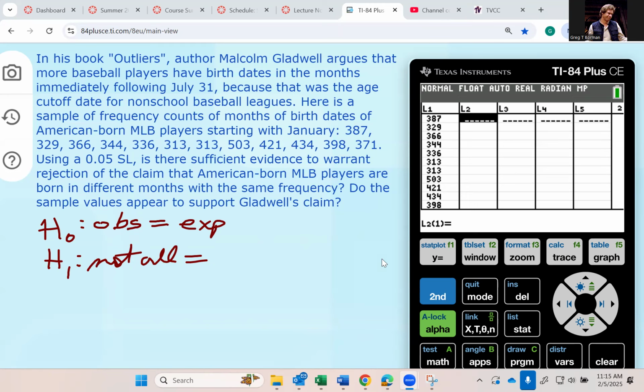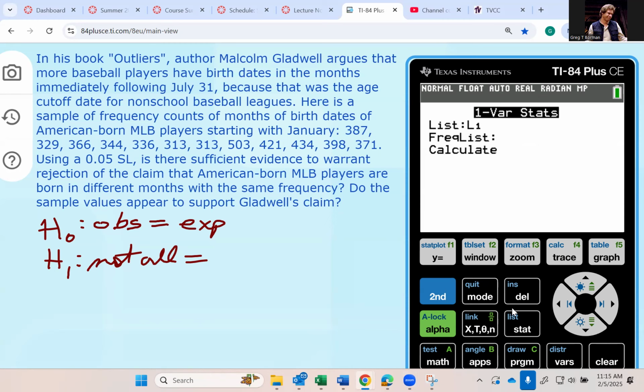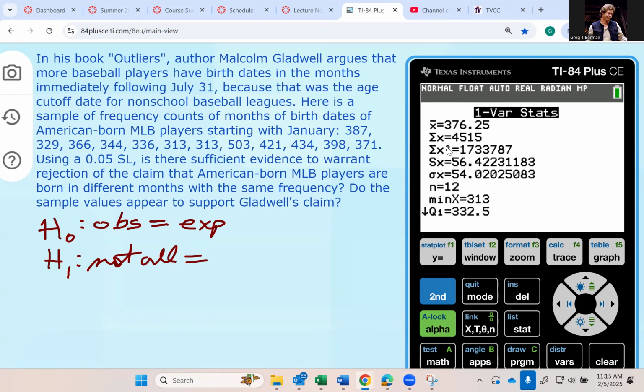Well, they don't tell us the expected, but we do say, well, what we would actually expect is that each month has about the same number of people from Major League Baseball born in that month. So I got a great idea. Let's go to stat over to calc and let's do the stats for L1. And if you add them all up, it's 4515. Okay. So 4515 people were in the sample.